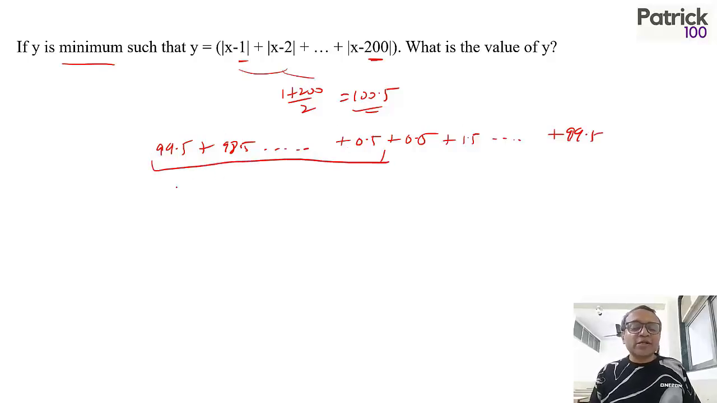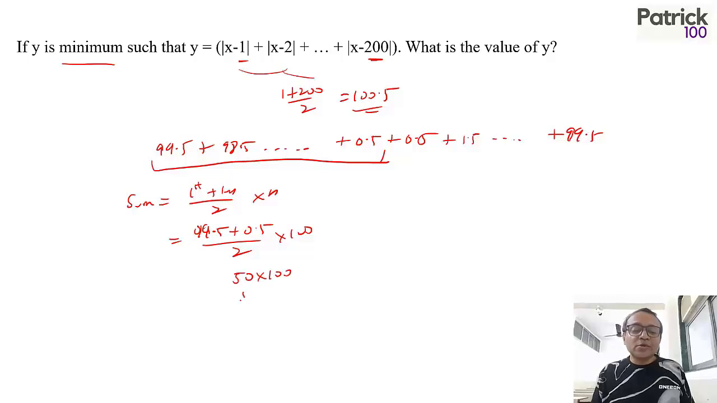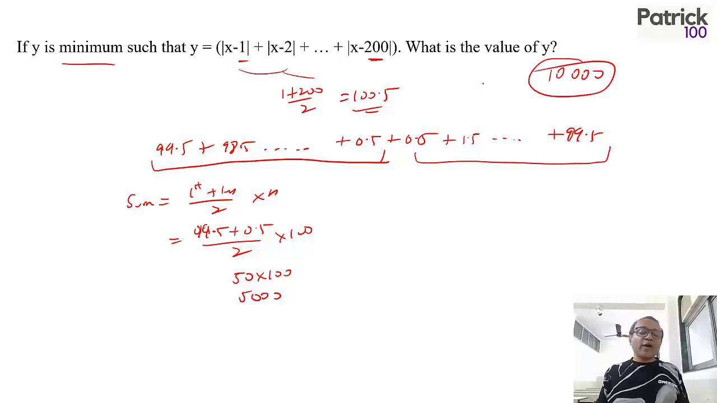It's an arithmetic progression. The sum is first term plus last term upon 2, into number of terms. This is normally what I use for arithmetic progression. Take the average and multiply by n. So you realize 99.5 plus 0.5 upon 2, into number of terms, which is 100. Right, this becomes 50 into 100, or 5000. And there are two such terms, 5000 plus 5000, the total will become 10,000. That will be the answer.